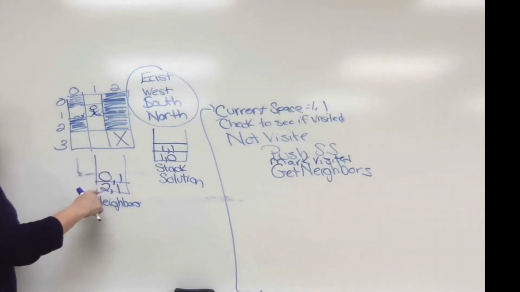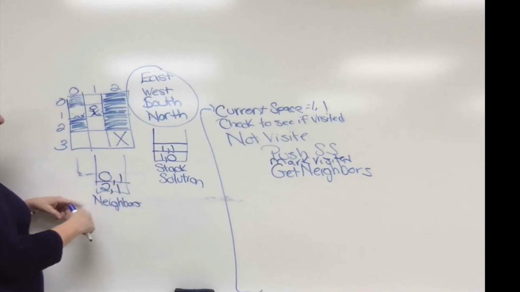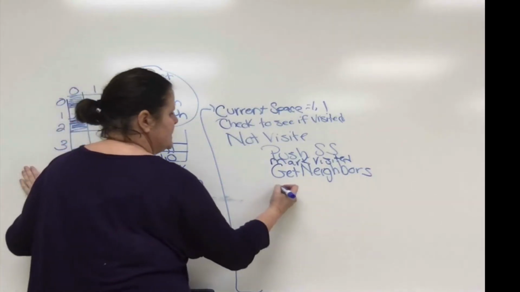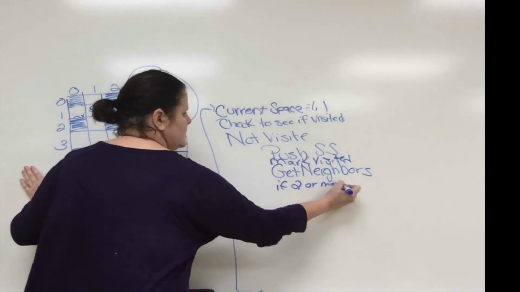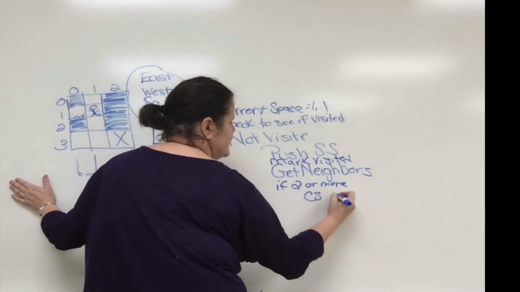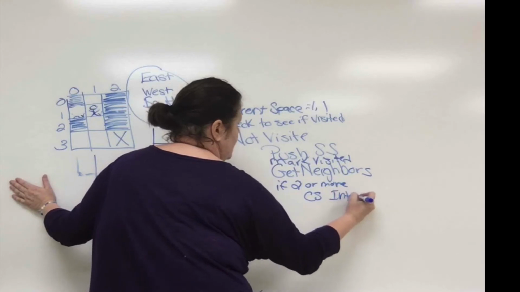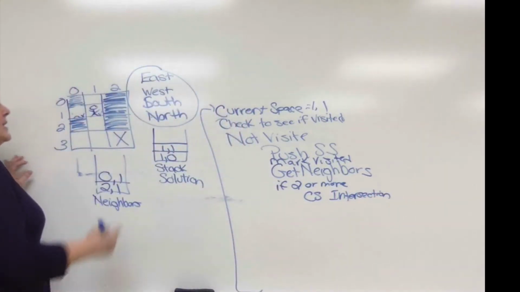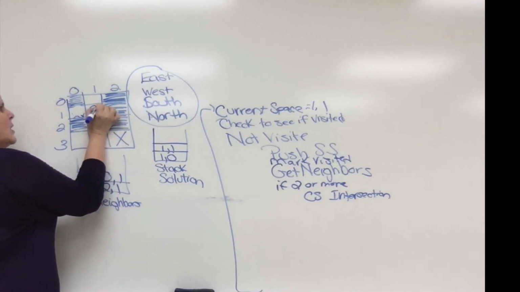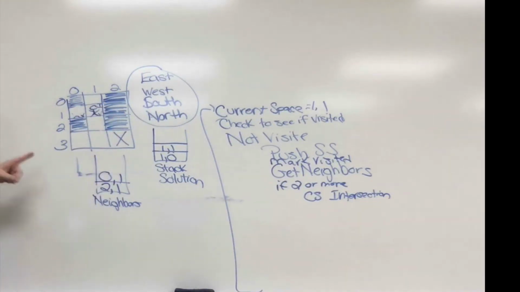So what happens is after I get my neighbors, I find out how many neighbors. If I had 2 or more neighbors, I mark the current space as an intersection. The reason I mark it as an intersection is because I'm going to use that for backtracking later on. So in addition to marking this one visited, I also put an I inside of there.